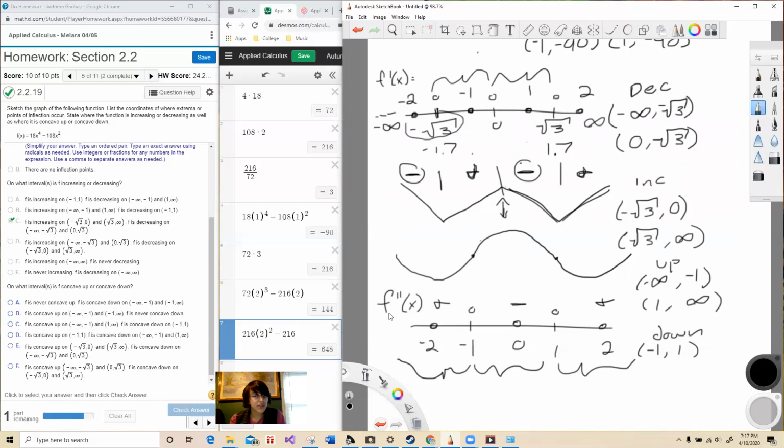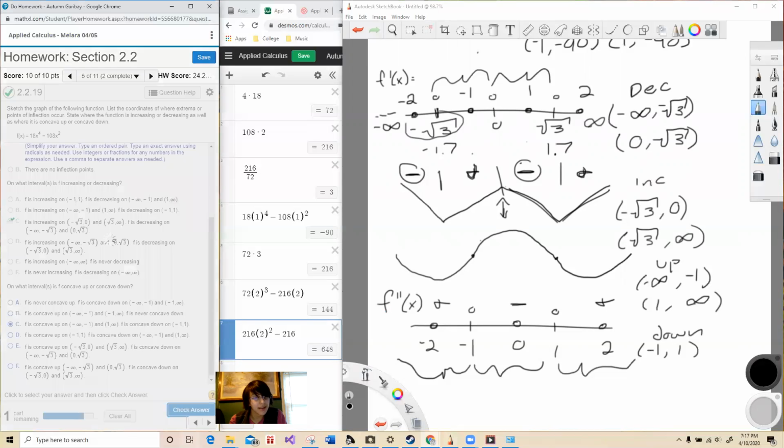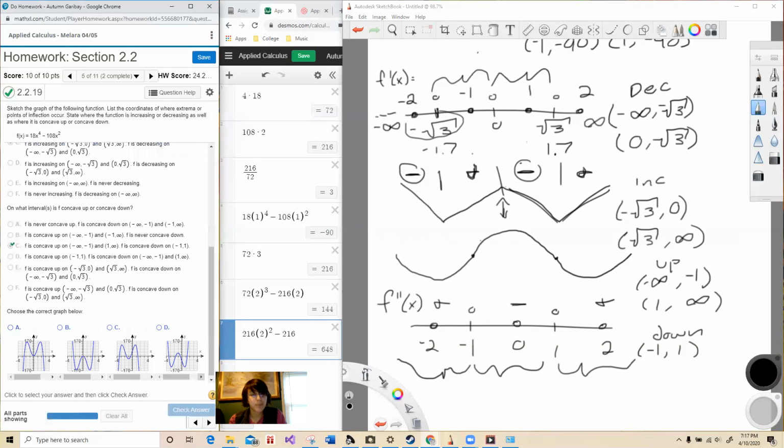Let's see if there's an answer that matches that. So f is never concave up. We know it is concave up. B, f is concave up on negative infinity to negative 1, and from negative 1 to infinity is never concave down. We know it's concave down, so C, f is concave up on negative infinity to negative 1, and from 1 to infinity, f is concave down on negative 1 to 1. That's exactly what we have. So let's choose C, see if it works. Fantastic.